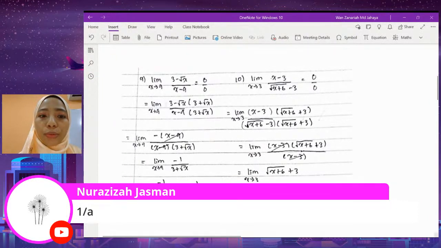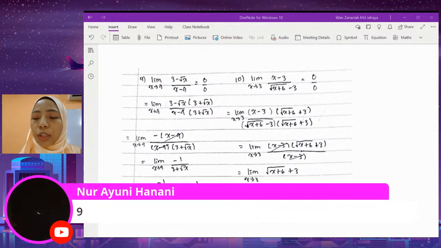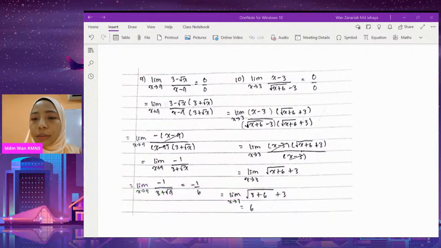Okay, Aisyah, Humaira. Okay, Shu, Ayudi. Okay. 2A to the 2A square. Alright. Okay. Alright. So let's discuss. I have to unhide back. Okay. Alright, let's discuss number 9.